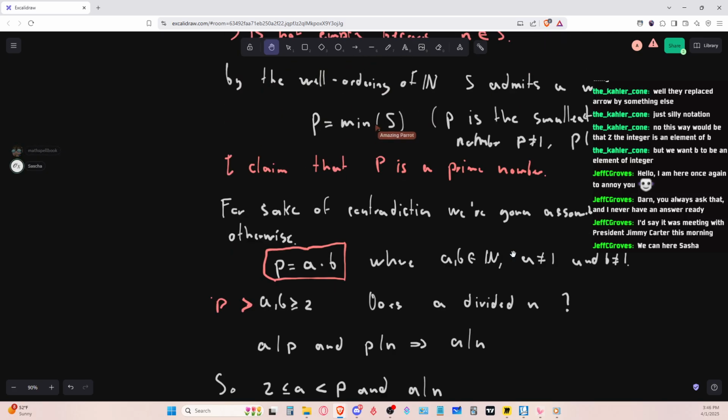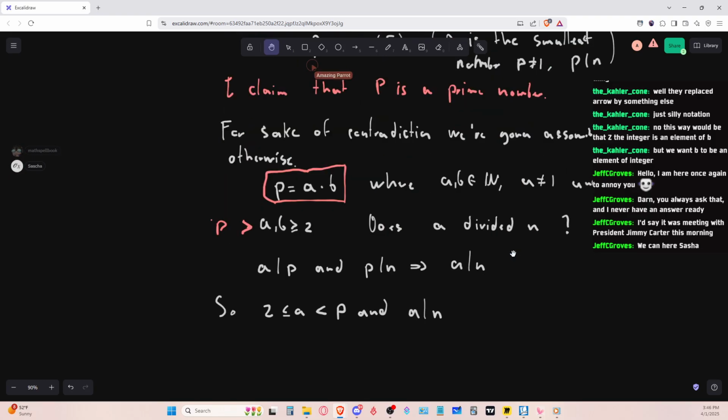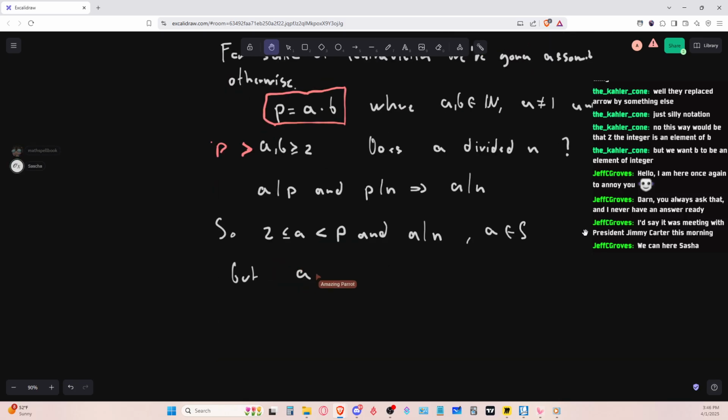Yeah, but there's another part which is very important about P: P is the minimum of S. Exactly. So basically A is less than P. Exactly. But here we have that this implies that A is inside of S, right? Right. But A is smaller than P, and P is the minimum. Thus, we have a contradiction, right?